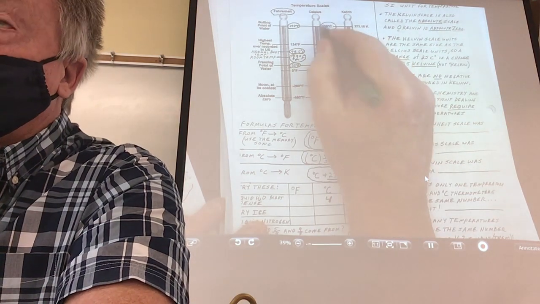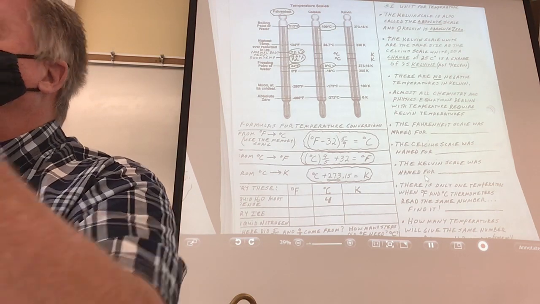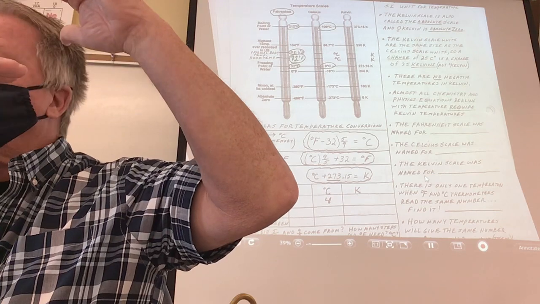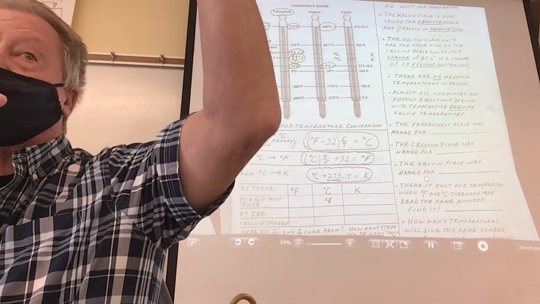You know what? They didn't pick 50. They had to use powers of 10, didn't they? They could have gone 0 to 10. But then that wouldn't give you much room to say what's going on between 0 and 10, right? So they could have gone 0 to 1,000.